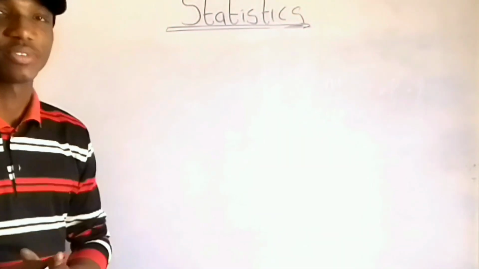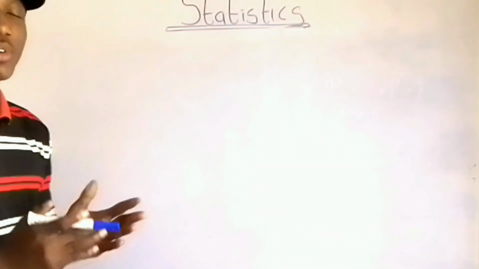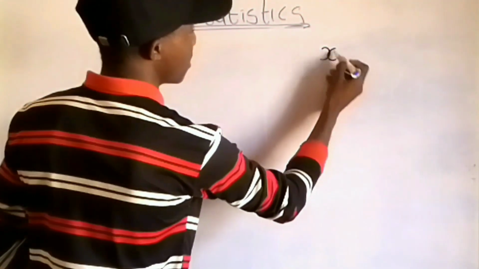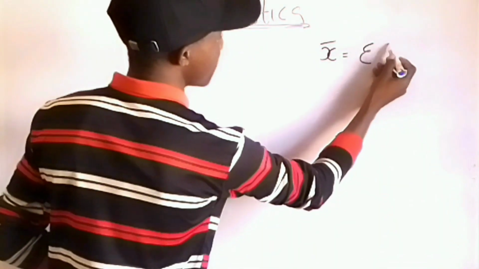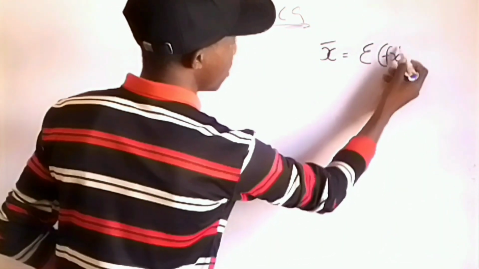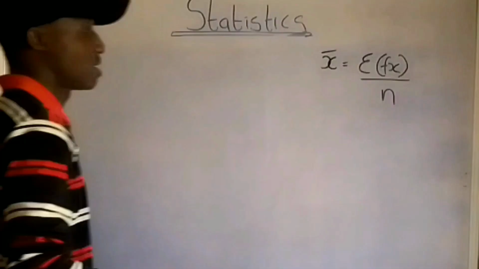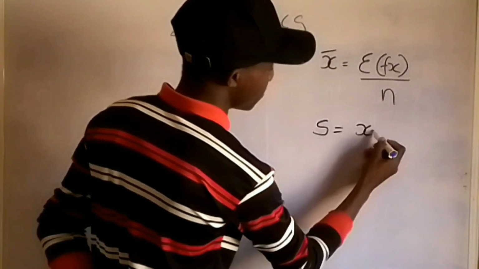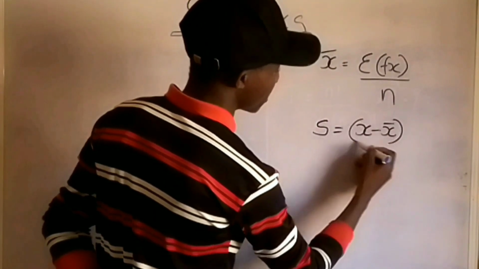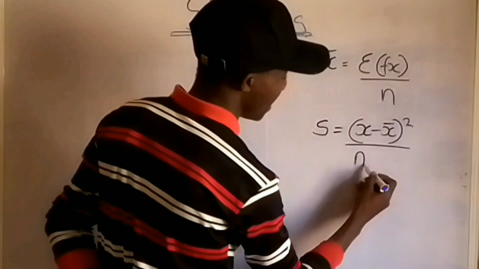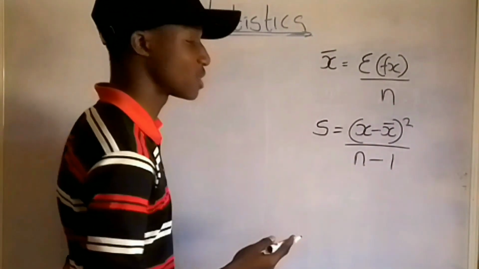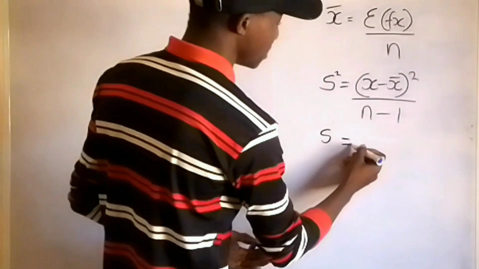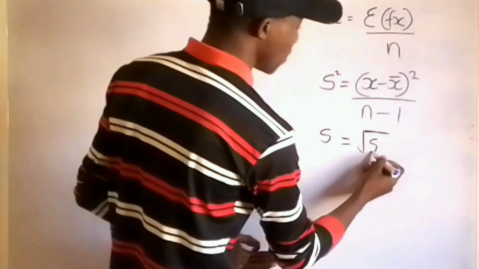To solve this question, the first thing is to remember your formula. Don't forget that the formula of mean is x bar equals summation fx all over n. And the formula for variance is S squared equals summation of x minus x bar, all squared, all over n minus 1. Don't forget that the standard deviation is the square root of variance. So standard deviation S is equal to the square root of S squared.